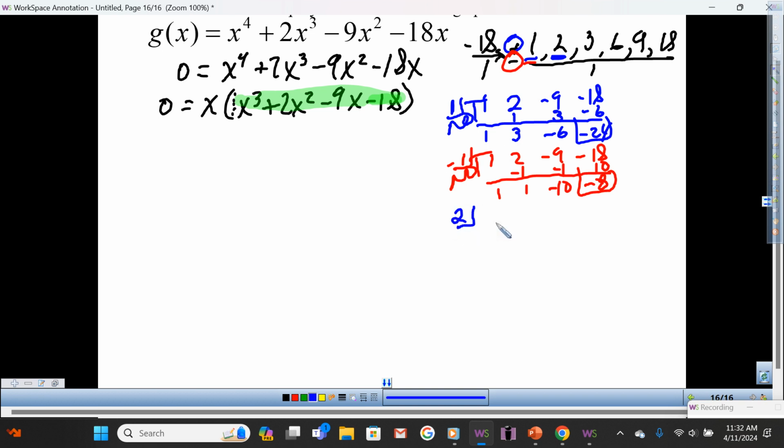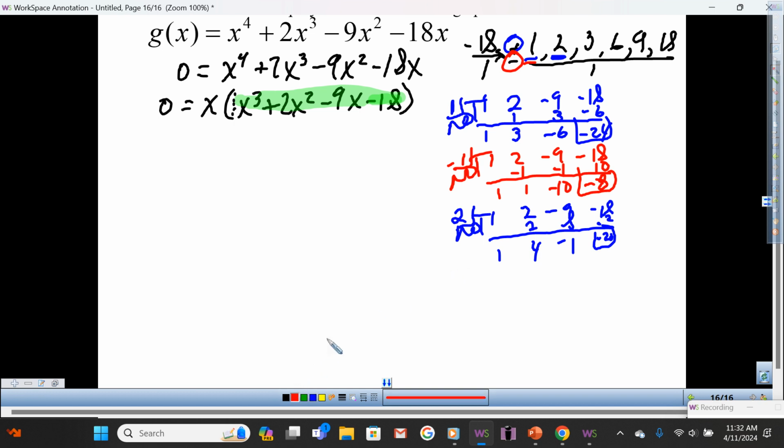So 2, we got 1, 2, negative 9, negative 18. Let's try that. 2 times 1 is 2. Combine, that's 4. 2 times 4 is 8. Combine, that's negative 1. 2 times negative 1 is negative 2. Combine, that's negative 20. This is not my 0. What do I do next?